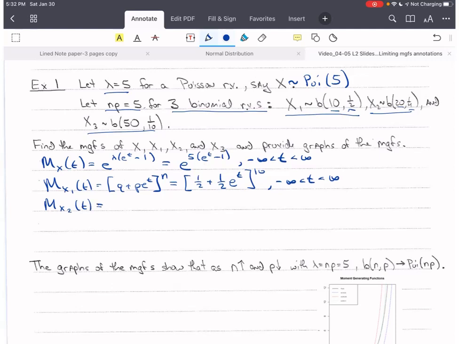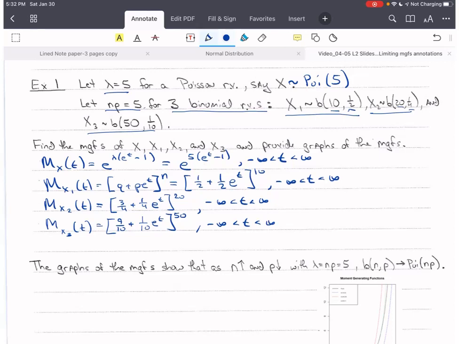Now, for X2, we have q is going to be 3/4, and p is 1/4, so (3/4 plus 1/4 e to the t) raised to the 20. Okay? And for X3, since p is 1/10, q is 9/10, so (9/10 plus 1/10 e to the t) to the n, and n is 50. And again, put your range of t, which is only restricted to the reals here.